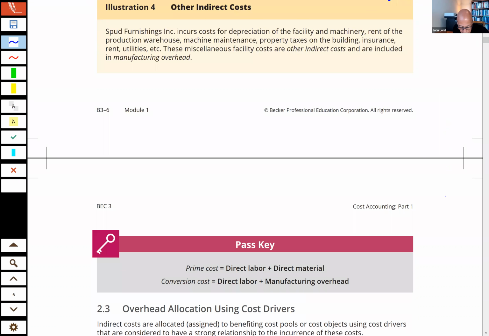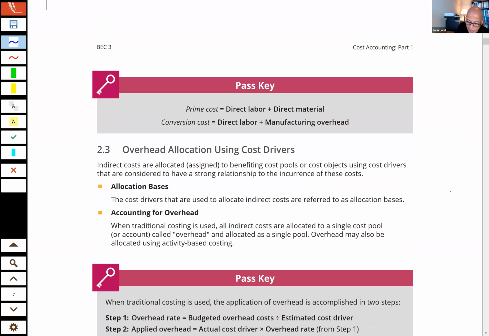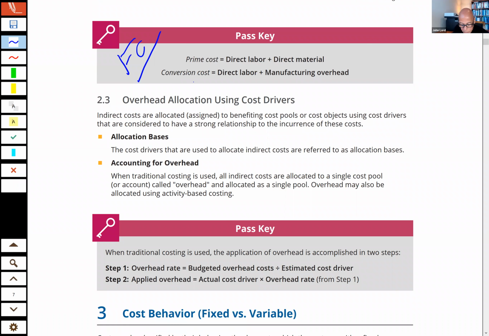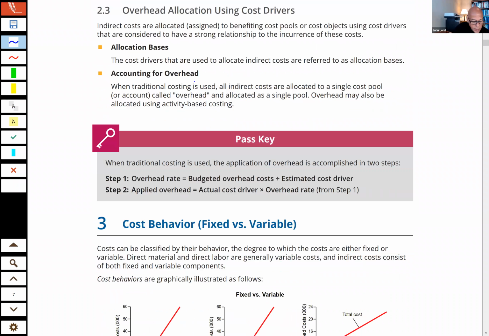Okay. Now you come over and we have this pass key, which I've already asked you to flashcard, that chart that had all the definitions on one little picture there after I wrote them in. But our prime costs are direct materials and direct labor. Conversion cost, again, direct labor appears in both categories, direct labor and manufacturing overhead. Okay, good. Now, accounting for overhead.